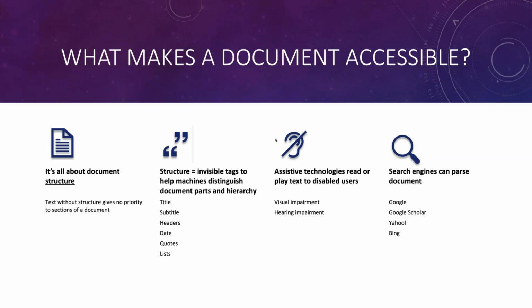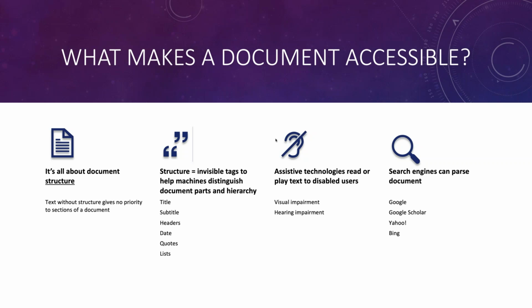And what structure does is it provides invisible tags to help machines distinguish document parts and hierarchy. So there are a few examples listed there, such as title, subtitle, different levels of headers. There are higher level headers such as H1s or lower nested headers, dates, quotes, lists, emphases. There's a whole slew of potential structure that you can create for your document. And once that structure is created, it allows assistive technologies to read or play text to disabled users, visually disabled and hearing impaired users.